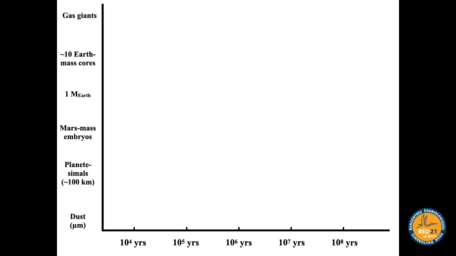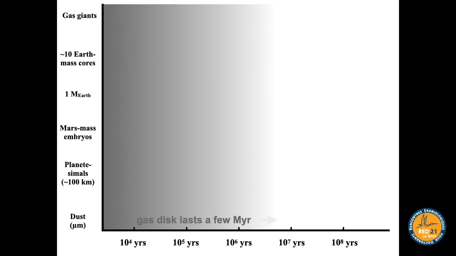What we're looking at here is, on the y-axis, a very rough size scale of objects, and on the x-axis, a very rough time scale. We're just going to put the key phases of growth on here to see what they look like. First of all, it's important to take into account that the gas disk only lasts for a few million years. It doesn't keep going forever. Maybe 3, maybe 5 million years, something like that.